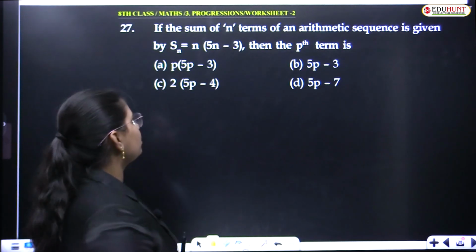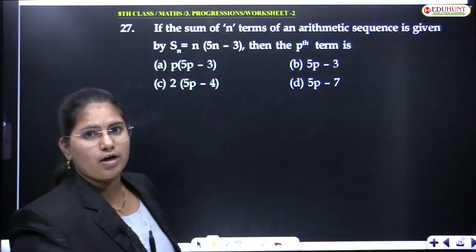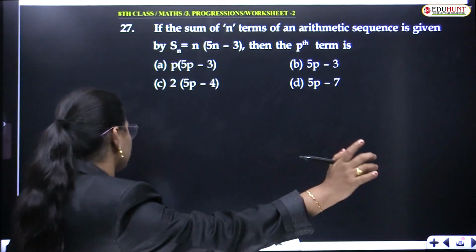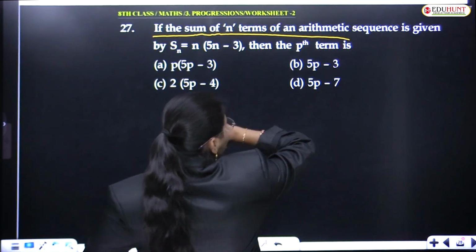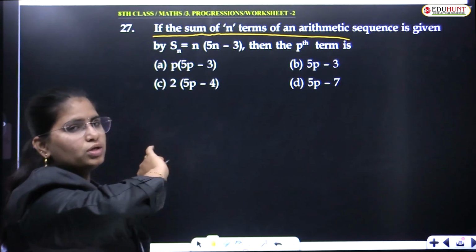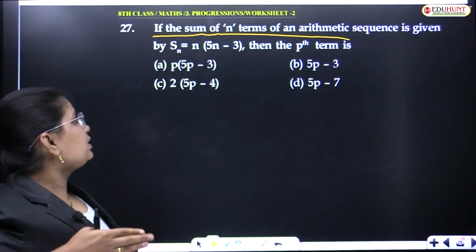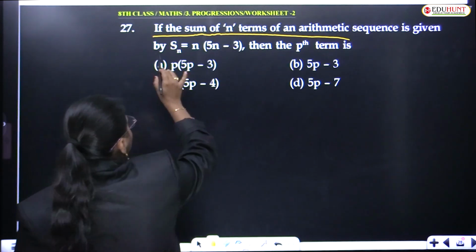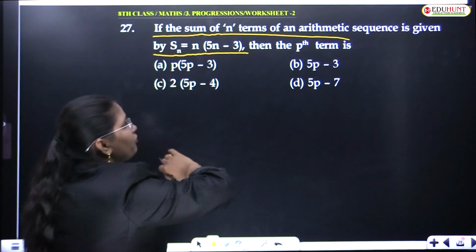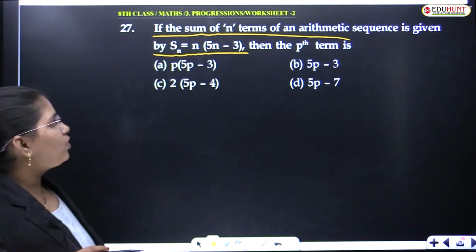Okay, so here comes the first problem of today's session. So what is the question? If the sum of n terms of an arithmetic sequence is given by Sn is equal to n into 5n minus 3, then find the pth term. So what is given?